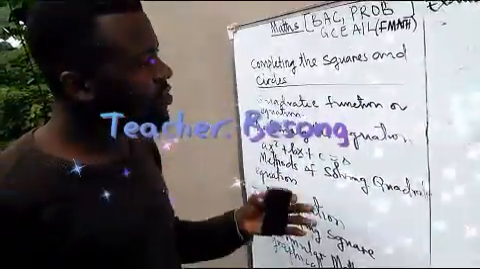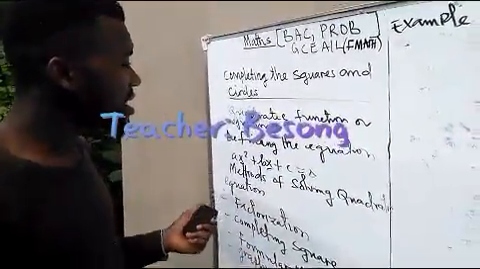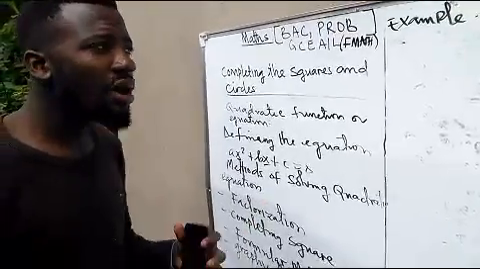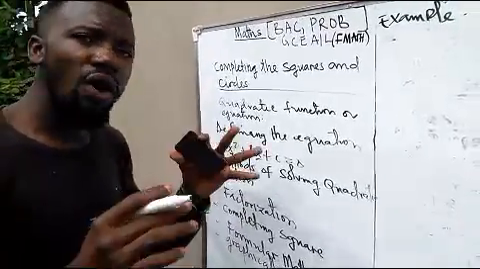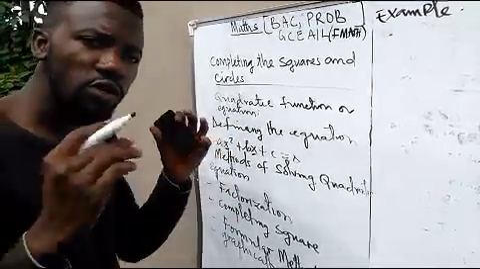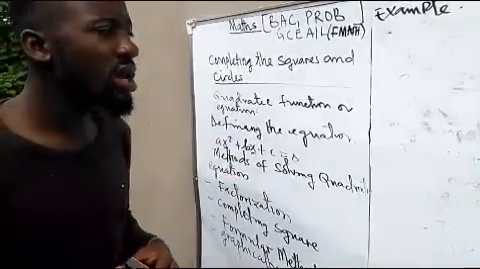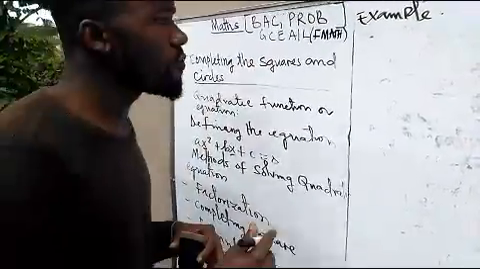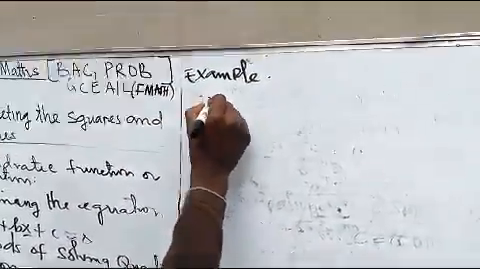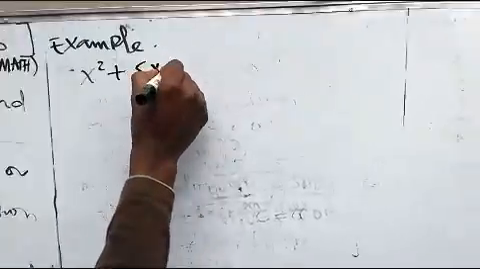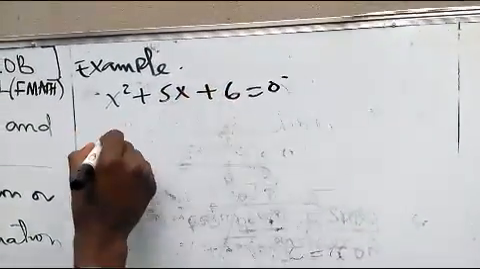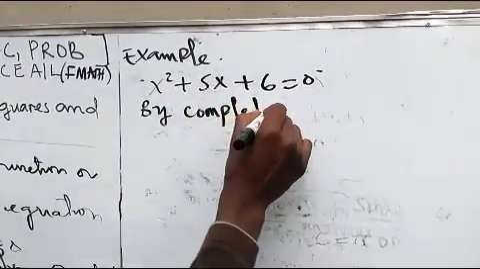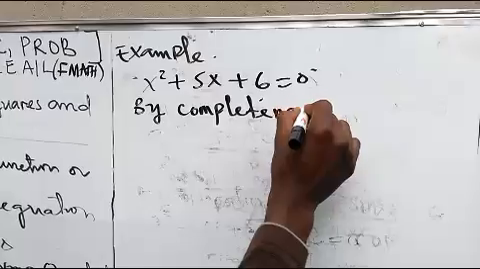Last video, we were talking about solving a quadratic equation using factorization. Now we are going to see an example of how we solve a quadratic equation using the method of completing the square, which is our topic of focus today. So we are solving this quadratic equation, x squared plus 5x plus 6 equals 0, by completing the square.